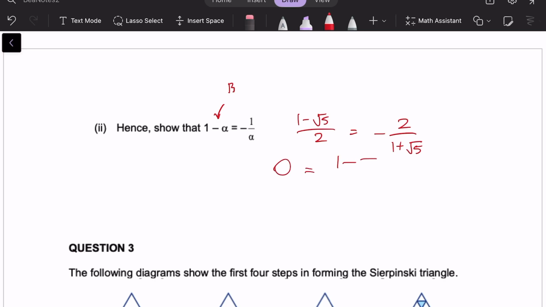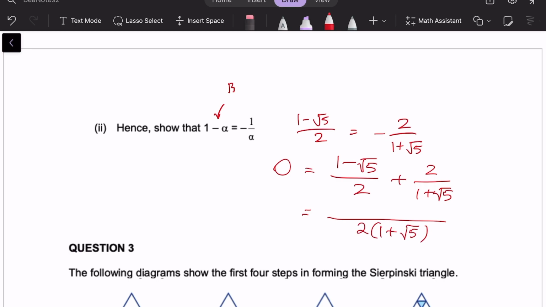Zero equals 1 minus root 5 on 2 plus 2 on 1 plus root 5. And then I'm going to cross multiply to get 1 minus root 5 times 1 plus root 5 plus 4. And because this is a fraction and the fraction equals 0, we can conclude that the numerator equals 0.